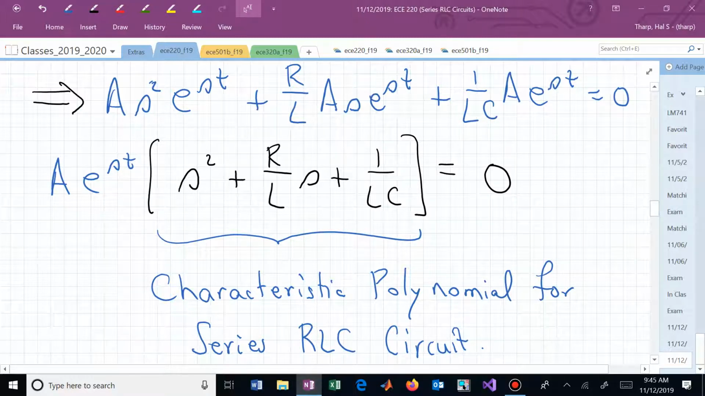What's different? The coefficient associated with the linear term s. What was it before for the parallel? Do you remember? Instead of R over L, it was 1 over RC. But that's the only difference. But now we have a different relationship between these three parameters, R, L, and C, when they come in a series package or if they come in a parallel circuit package.